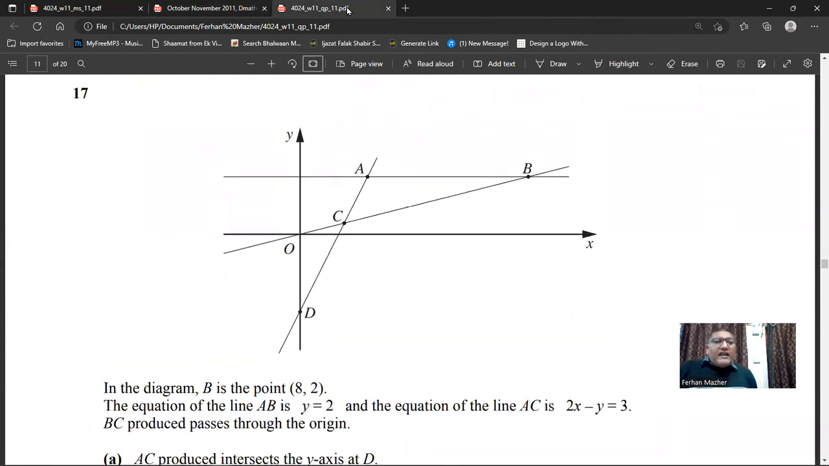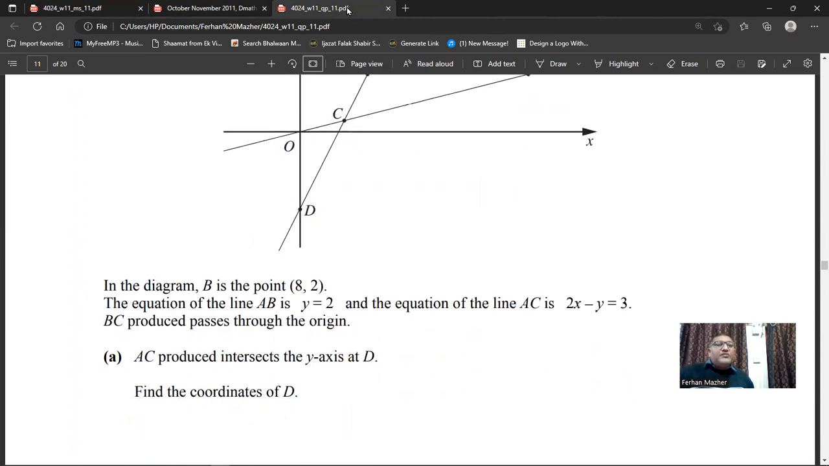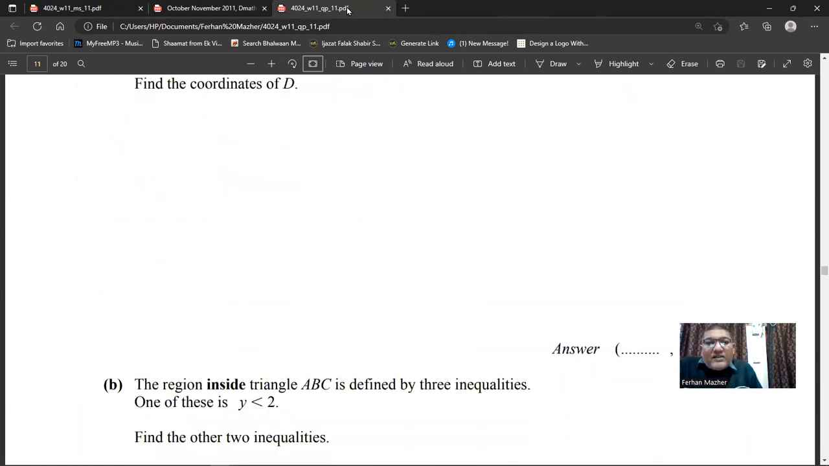Question number 17. In the diagram, B is the point 8, comma 2. The equation of the line AB is y equals 2. And the equation of the line AC is 2x minus y equals 3. BC produced passes through the origin. The question is, AC produced intersects the y-axis at the point D. Find the coordinates of the point D. It's a 1 mark question.